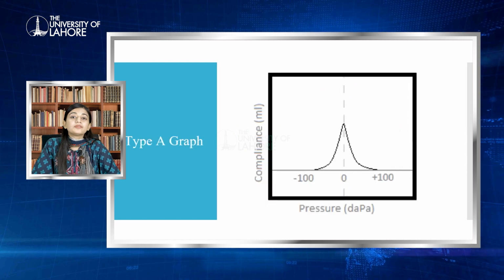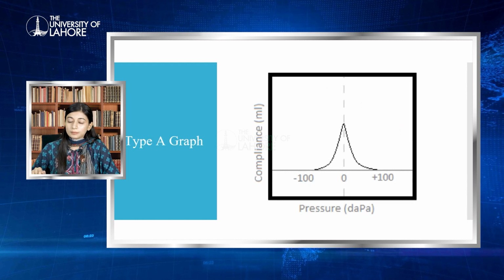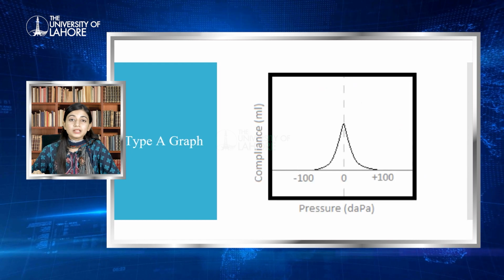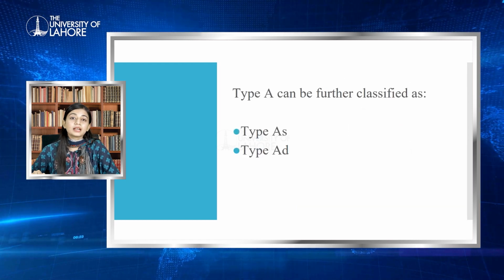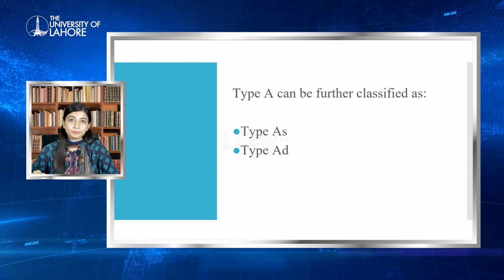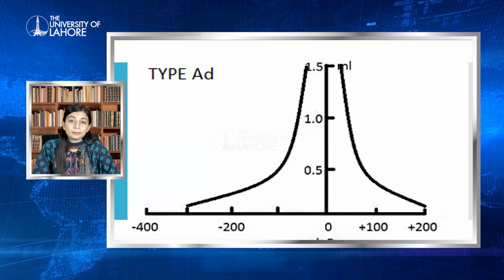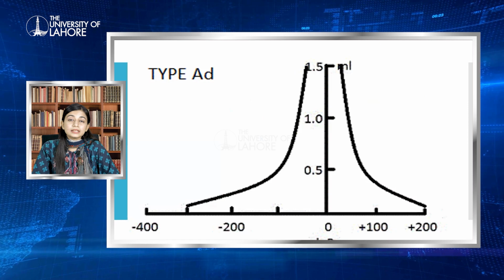This is the graphical explanation of tympanogram type A. Compliance is normal, pressure is normal, and admittance is normal. Type A can be further classified as type AS and type AD. This is the graphical explanation of type AD, in which compliance will be increased.